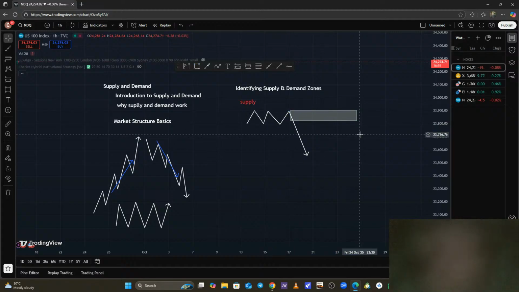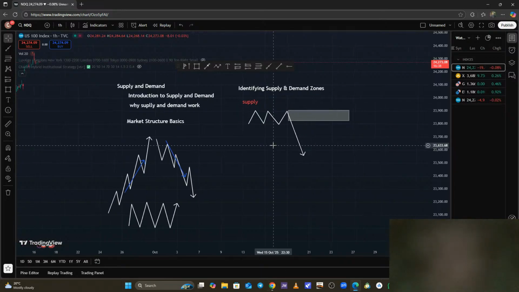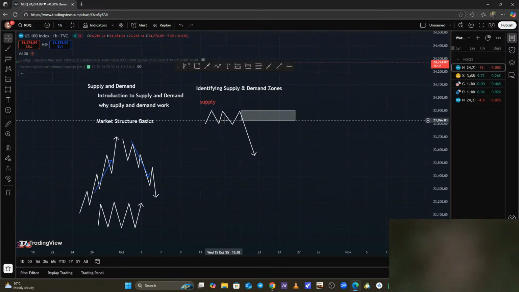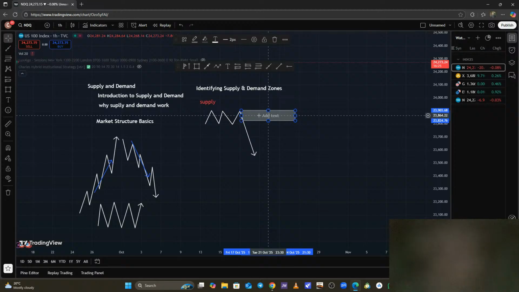So when you're trading supply, it's a sharp move away from consolidation, a base. So that's where supply is. Just like this one, you can see the market was on a sideways trend. Then all of a sudden, the market had a sharp move to the downside. So this is where your supply zone will be. So I'll write this one as supply.